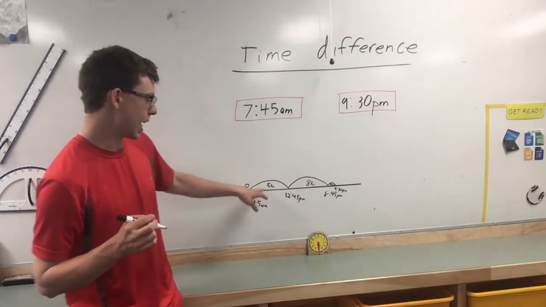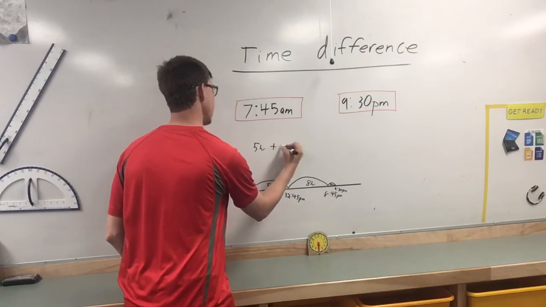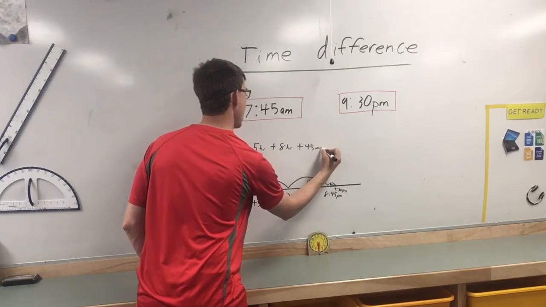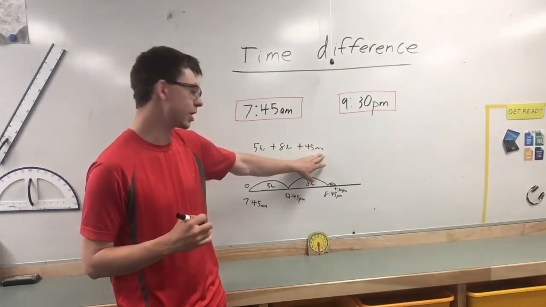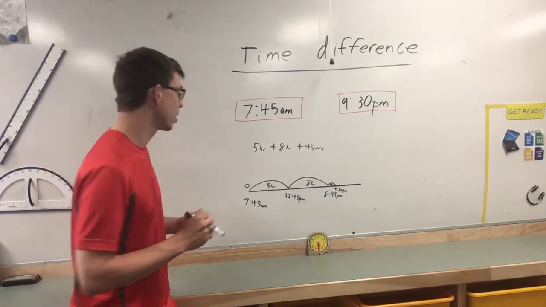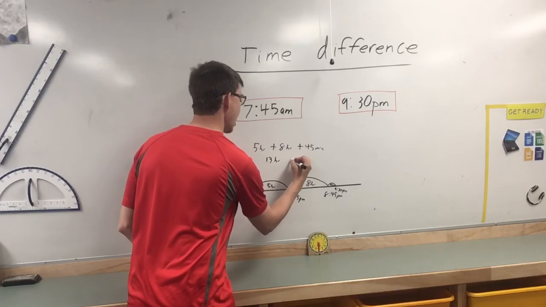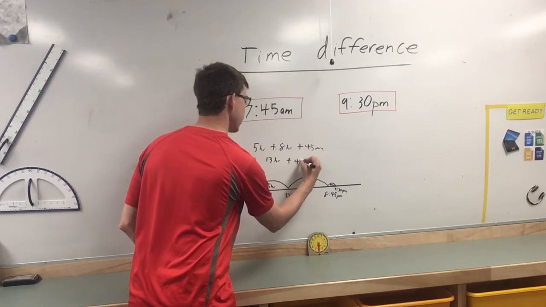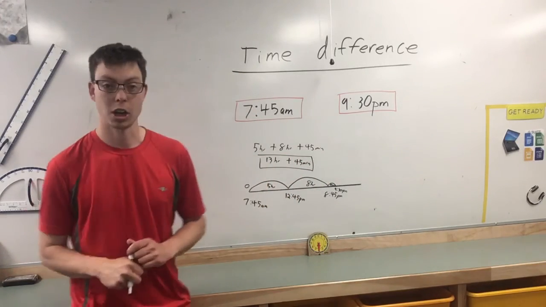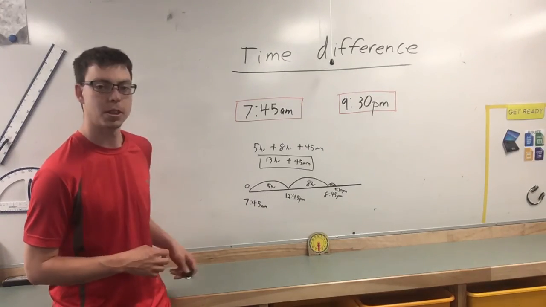Excellent. So now all I have to do is add all my hops together. So we have 5 hours plus 8 hours plus 45 minutes. And I'm going to keep this in minutes just because I don't have a need to convert it into a decimal. So we have 5 plus 8, which is 13 hours and 45 minutes. And we just solved our question. So that is how to find the difference in time using a number line.